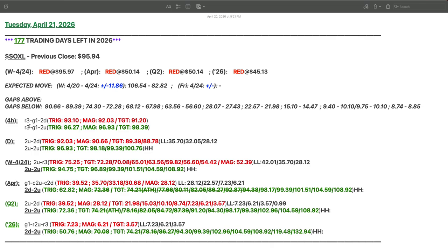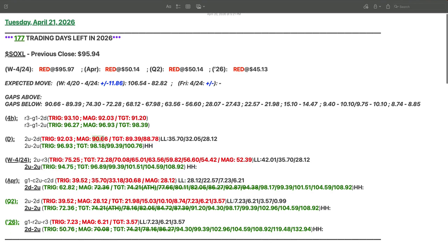And we know that the 4-hour, like we talked about, has opportunity of creating a three-bar strat on the upside and downside, being a 3-1-2 down, triggering 93.10, magnitude being 92.03, so not a lot of magnitude there, but there is an extended target of 92.20. If we get the 3-1-2 up to the upside, that triggers at 96.27. Magnitude is 96.93, so even less magnitude to the upside, but we do have the extended target here for you on the 4-hour.